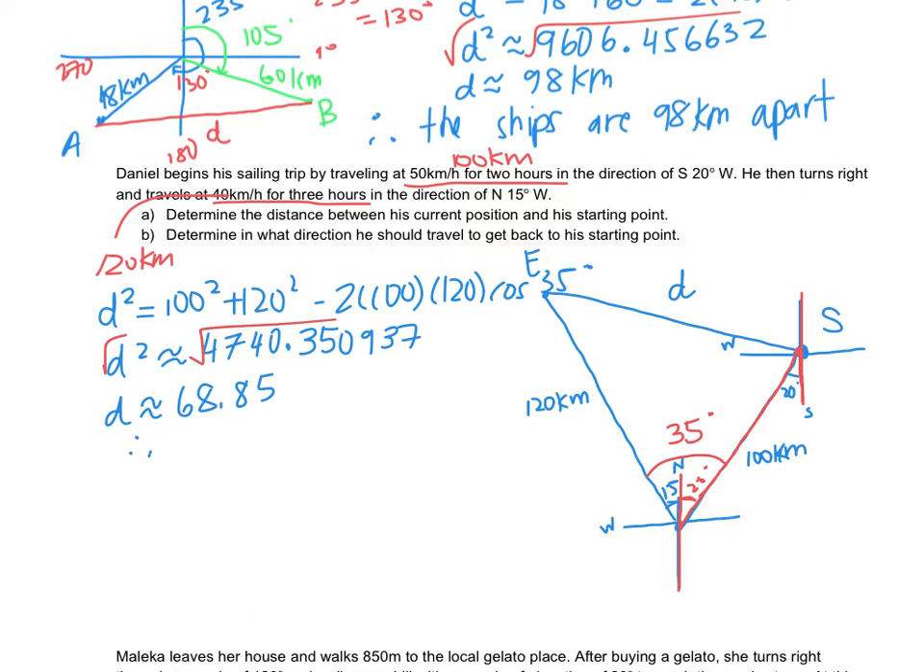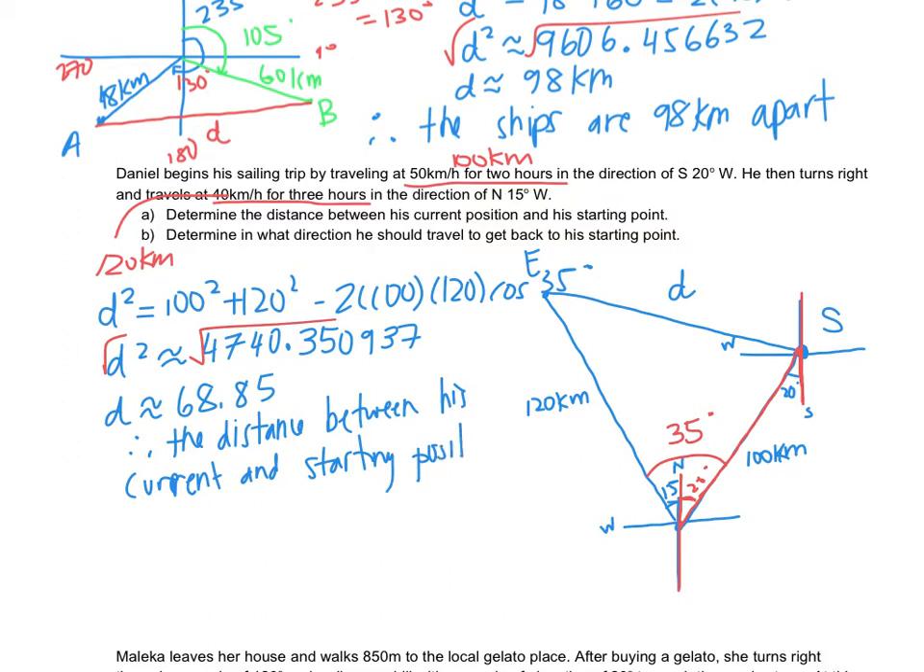So therefore, the distance between his current and starting position is 68.85 kilometers.